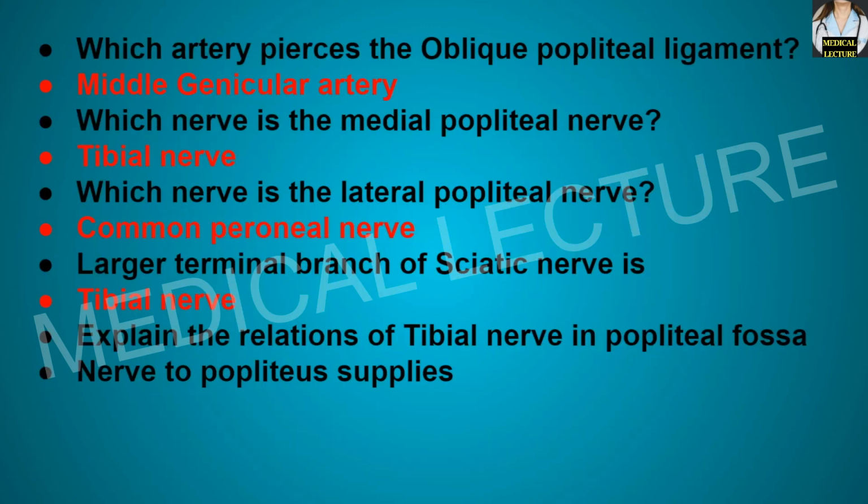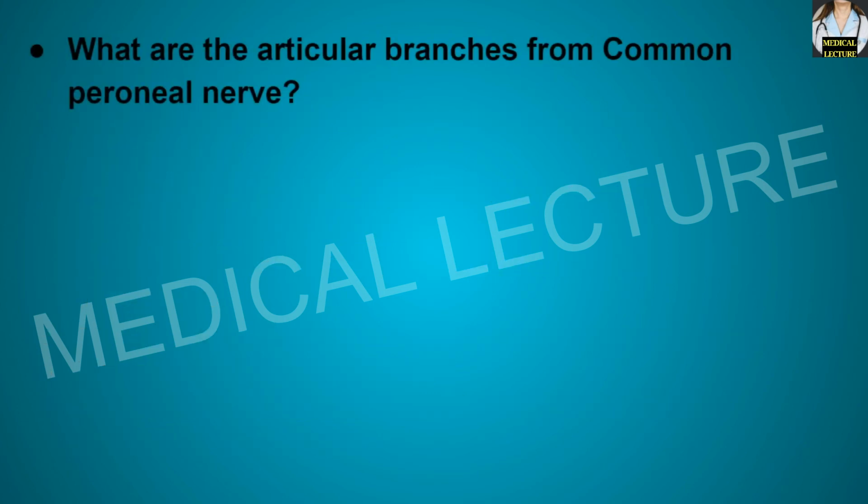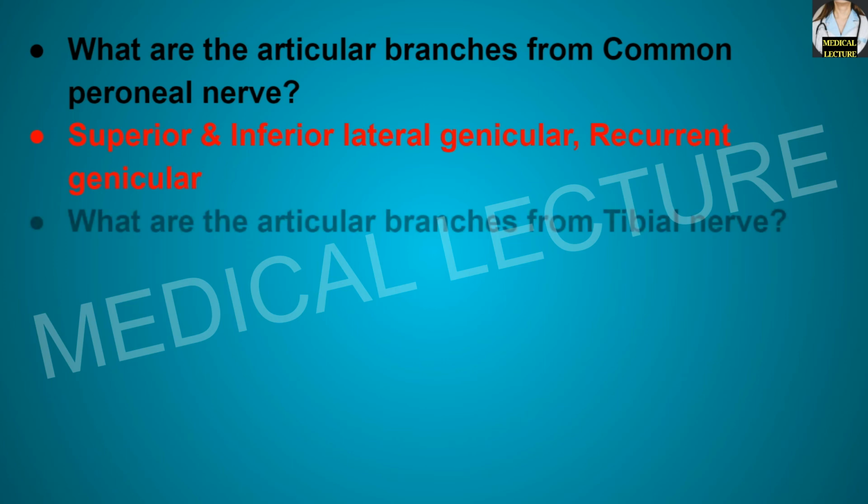Now the nerve to popliteus supplies which structures? So it supplies the superior and the inferior tibiofibular joint, tibialis posterior, and the tibia bone. What are the articular branches from the common peroneal nerve? So they are the superior and the inferior lateral genicular and the recurrent genicular branches. What are the articular branches from the tibial nerve? So they are the superior and the inferior medial genicular and the middle genicular branches.